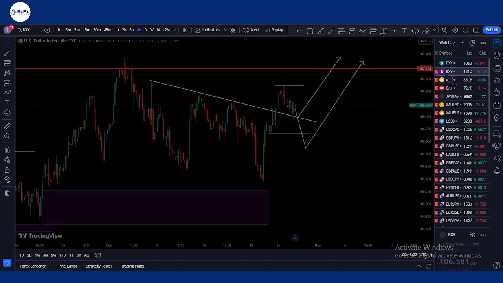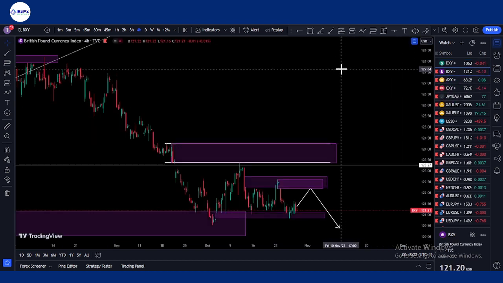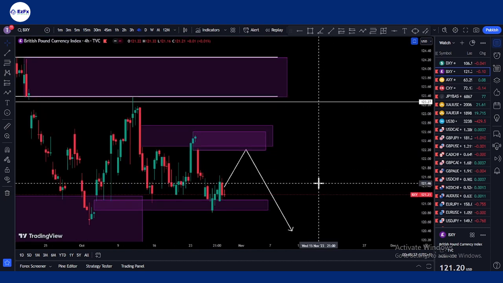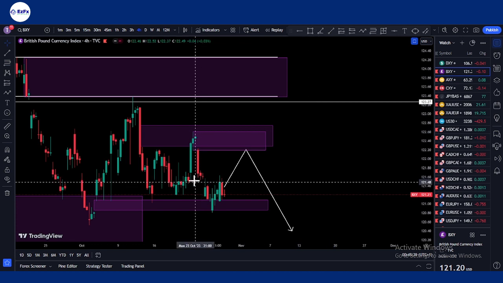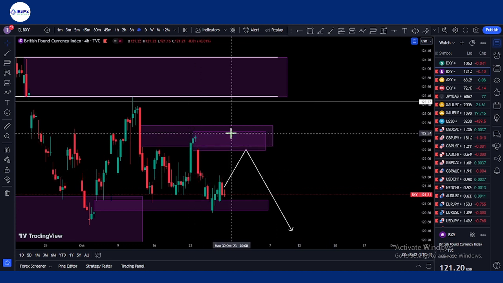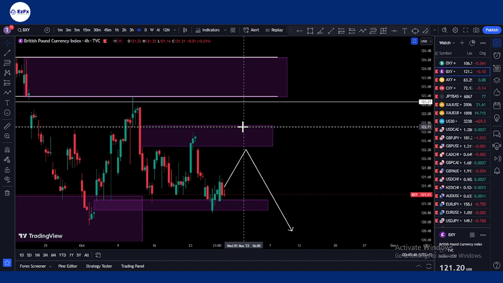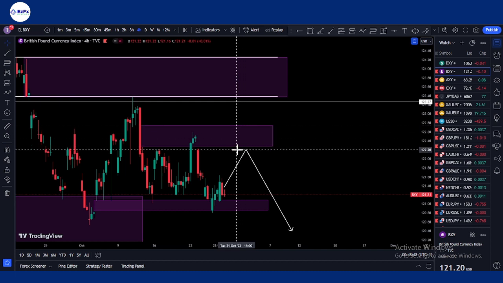Next up, let's look at BXY, which is the Great British Pound Currency Index, and currently on BXY, my bias would be for a buy to sell. Now, as of last week, we were expecting for us to have a sell from this zone. All right, we got to see, let me delete this please. All right, so we got to see that sell happen quite well on BXY.